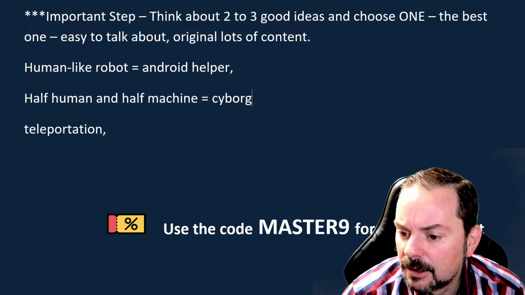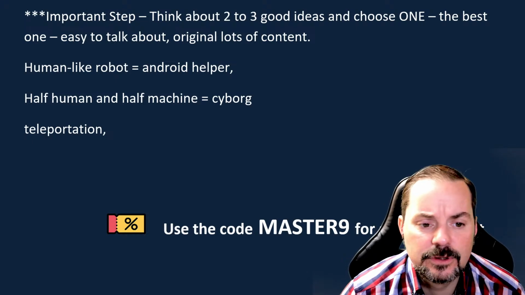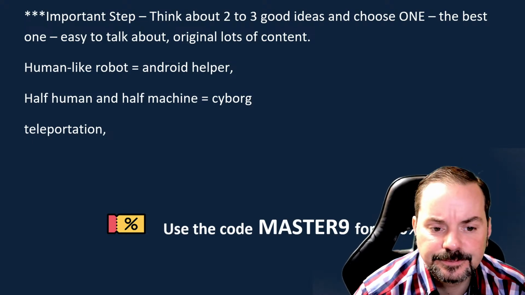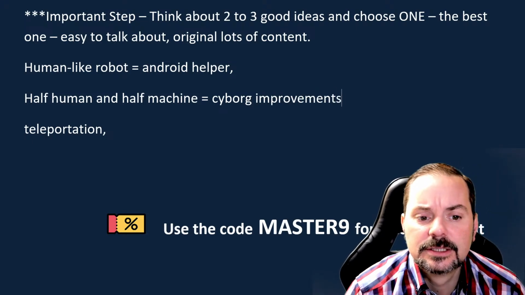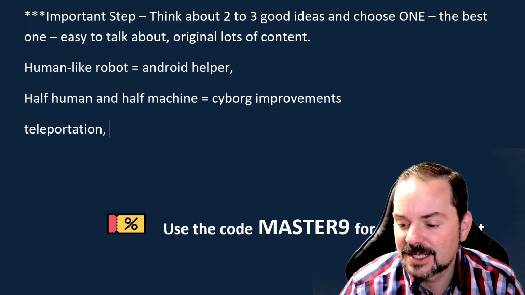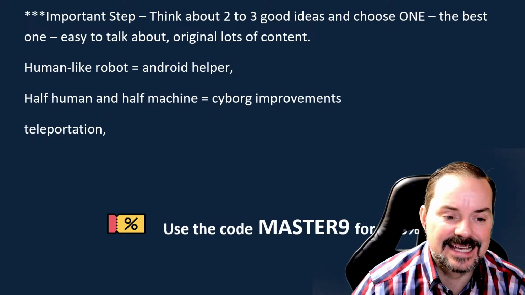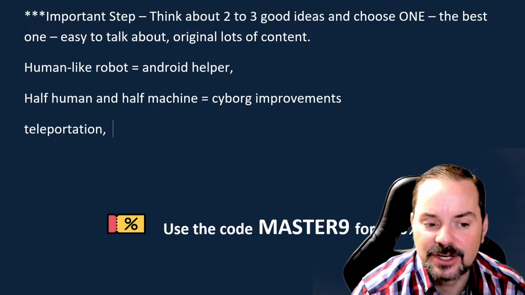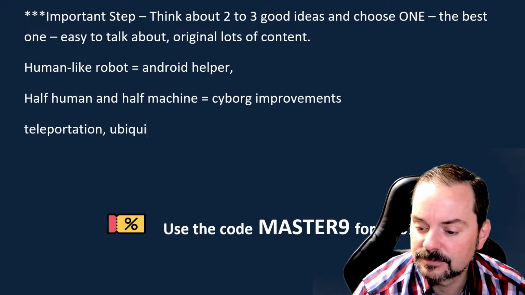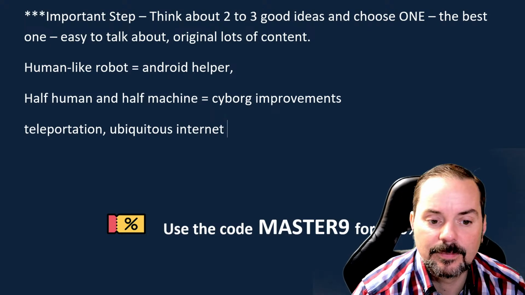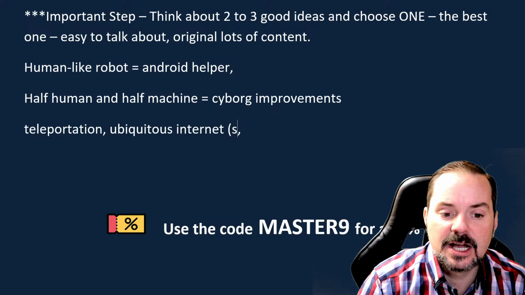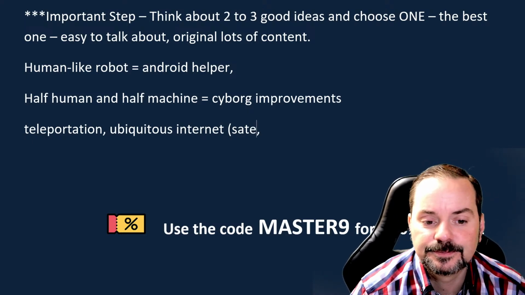All right. Any other ideas for the future other than android helpers, cyborg improvements, right? Teleportation. Juan Pablo says ubiquitous internet, even in the desert. So basically having internet everywhere in the world, regardless of where you are. Sure.